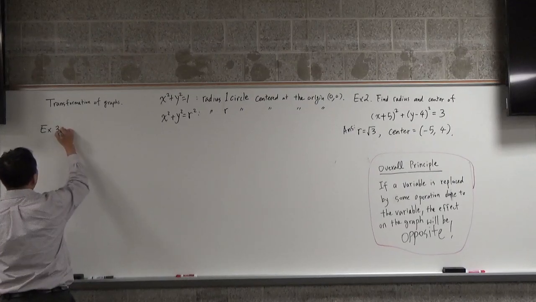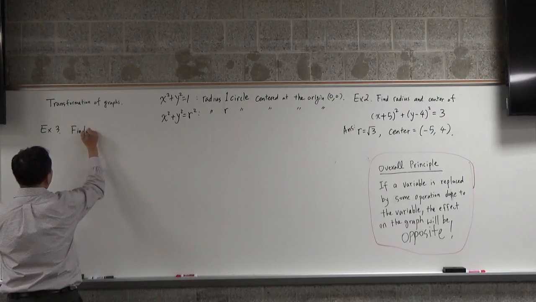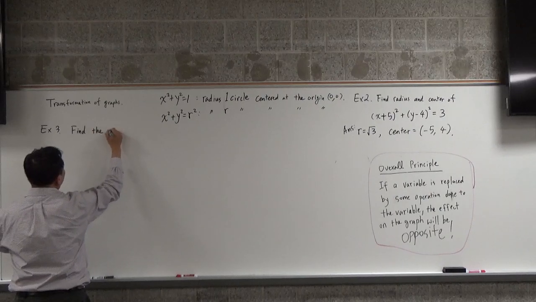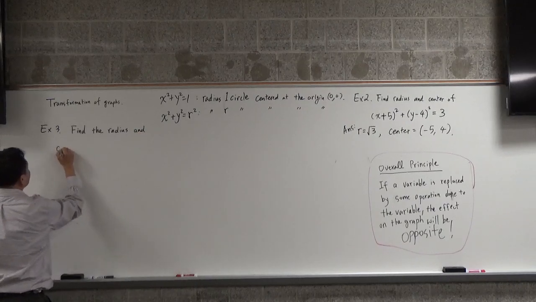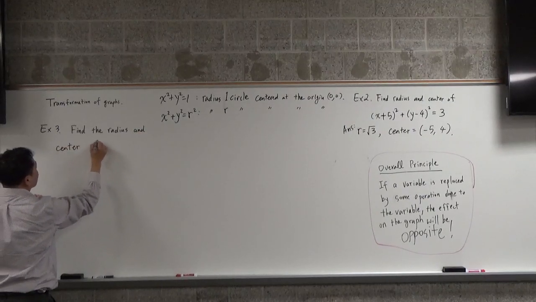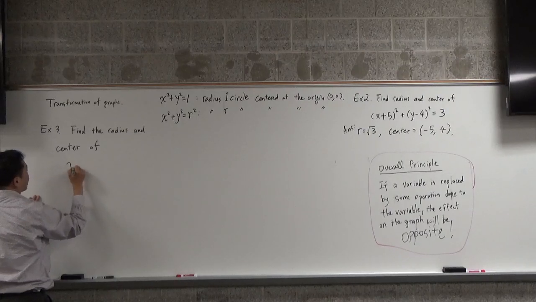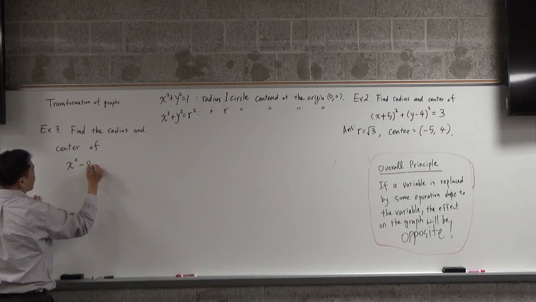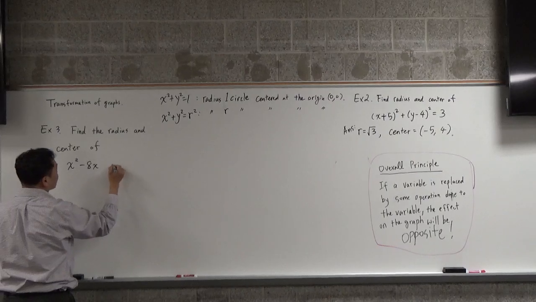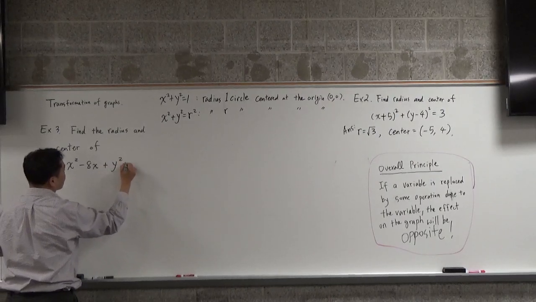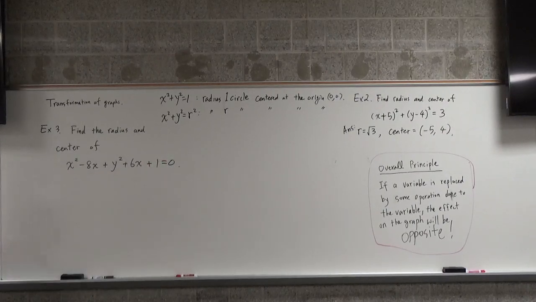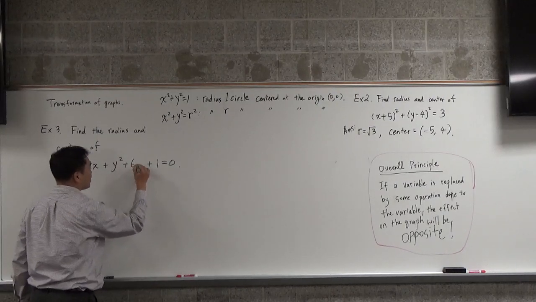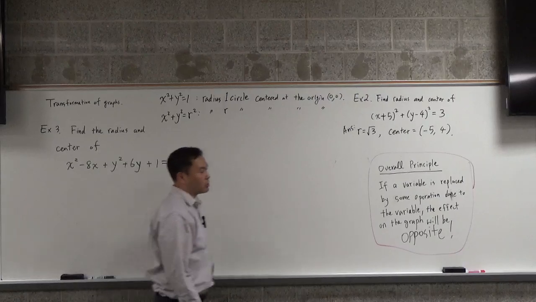So now, example 3, find the radius and center of, let's say, x squared minus 8x plus y squared plus 6y plus 1 equals to 0. Okay. So let's think about this.